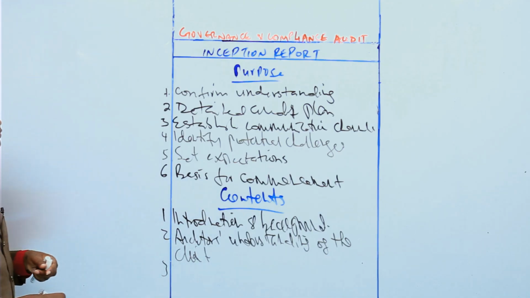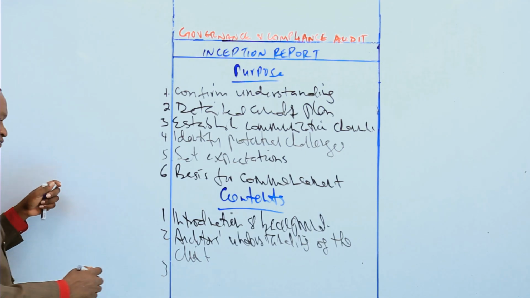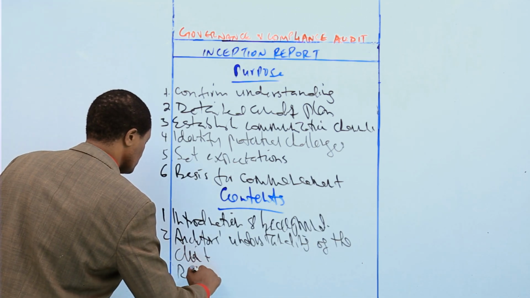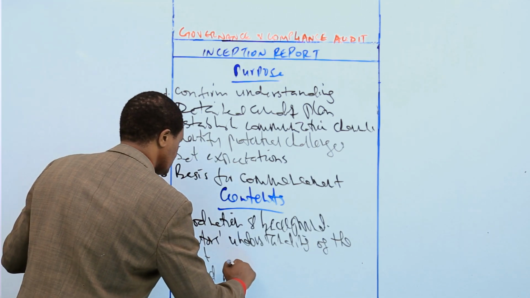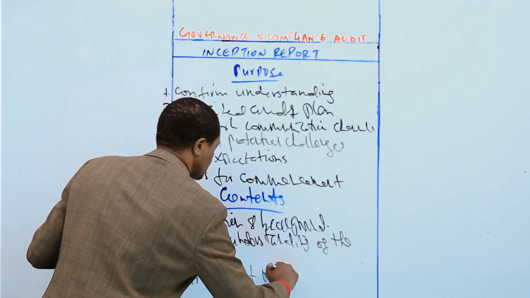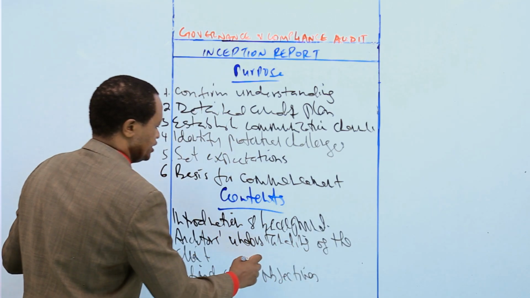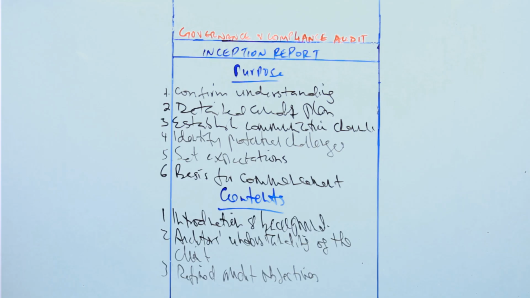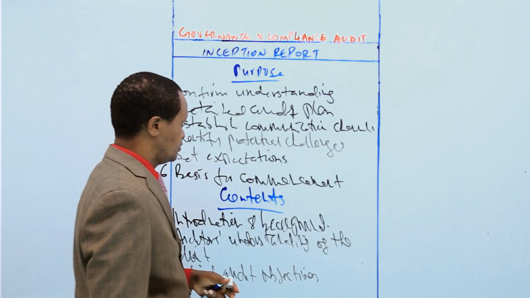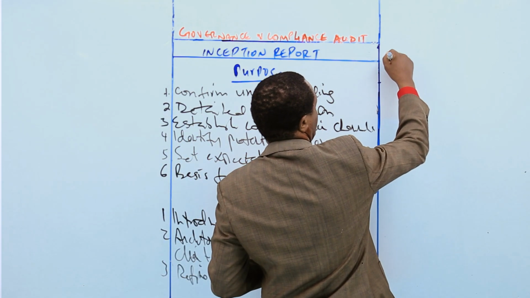The third content of an Inception report is refined audit objectives. It contains refined audit objectives. It reiterates the agreed upon audit objectives as detailed in the engagement letter, ensuring there is no deviation or misunderstanding. Number 4 is detailed scope of work.